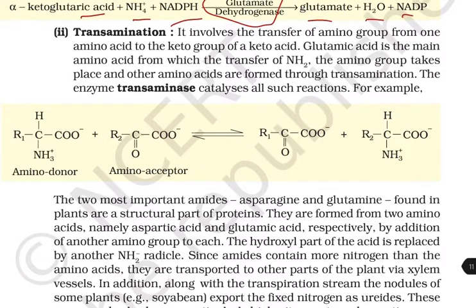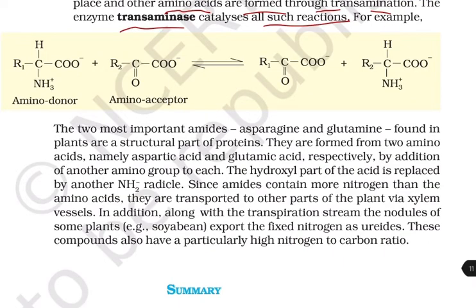Transamination. It involves the transfer of the amino group from one amino acid to the keto group of a keto acid. Glutamic acid is the main amino acid from which the transfer of NH2, the amino group, takes place, and the other amino acids are formed through transamination, and the enzyme transaminase catalyzes all such reactions. Amino donor, amino acceptor, and it forms.